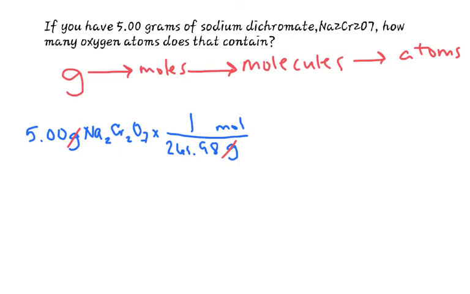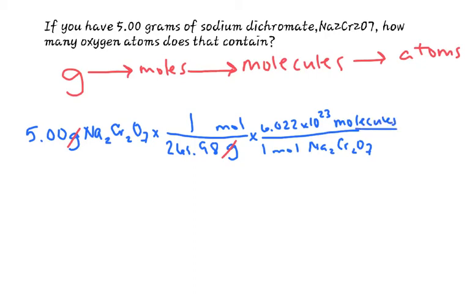Now, when I go to set up my next conversion, this is where I'm going to move to particles. For every 1 mole of Na2Cr2O7, I will have 6.022 times 10 to the 23rd. And since I'm in a mole of a compound, the particle that I'm looking at is going to be molecules. I can't go directly to oxygen atoms at this point because I'm still in the actual molecule of Na2Cr2O7. So this step cancels out the moles, and now I'm in molecules of Na2Cr2O7.